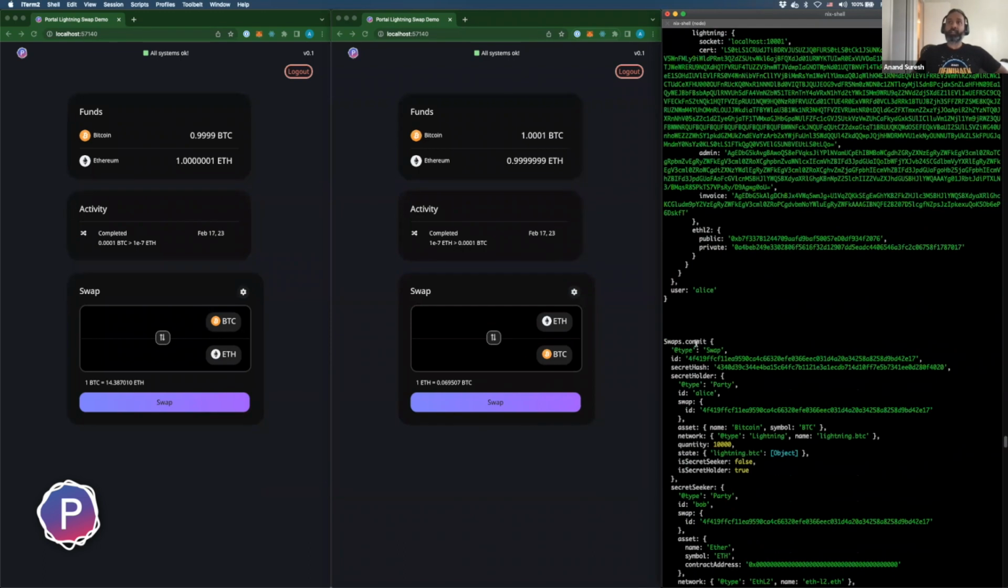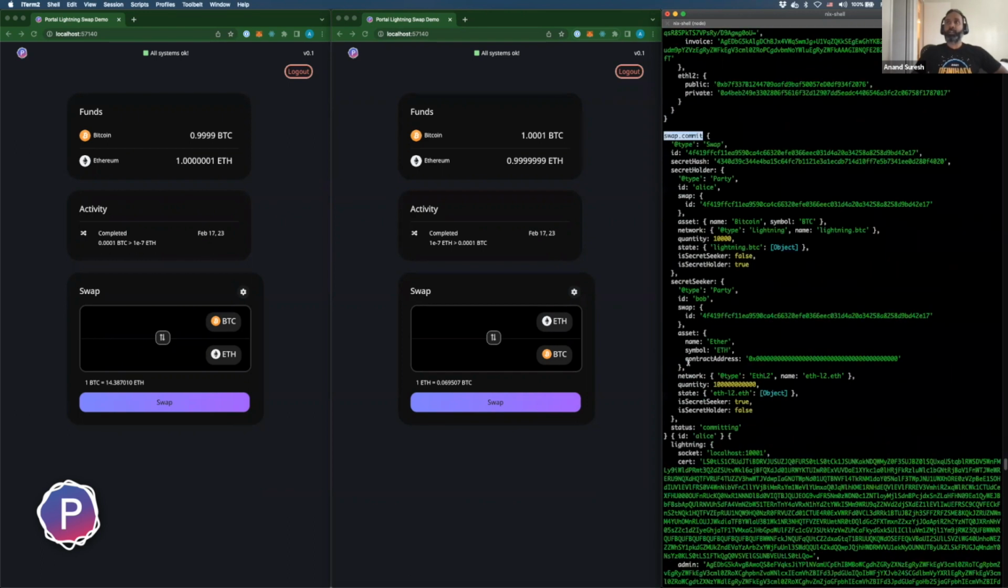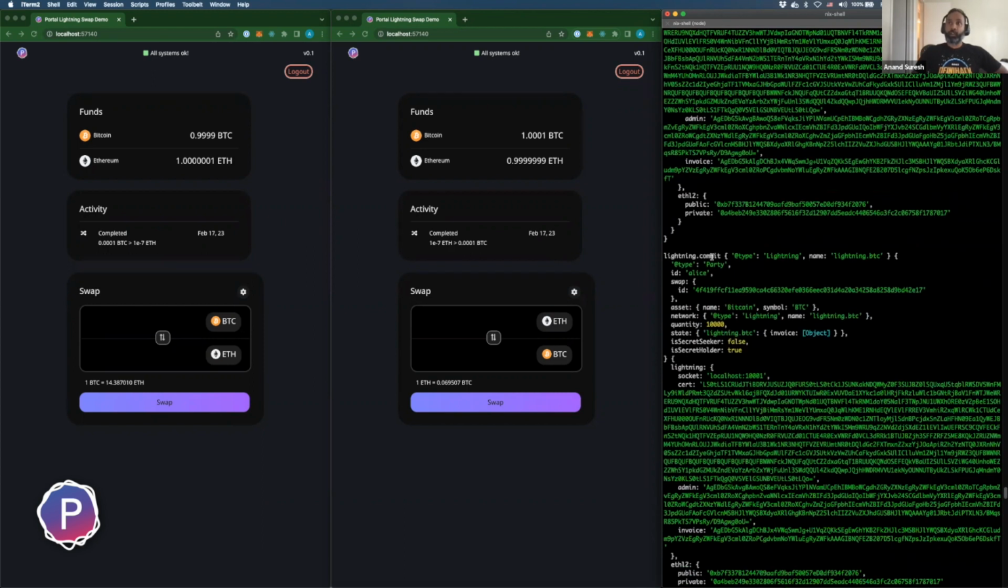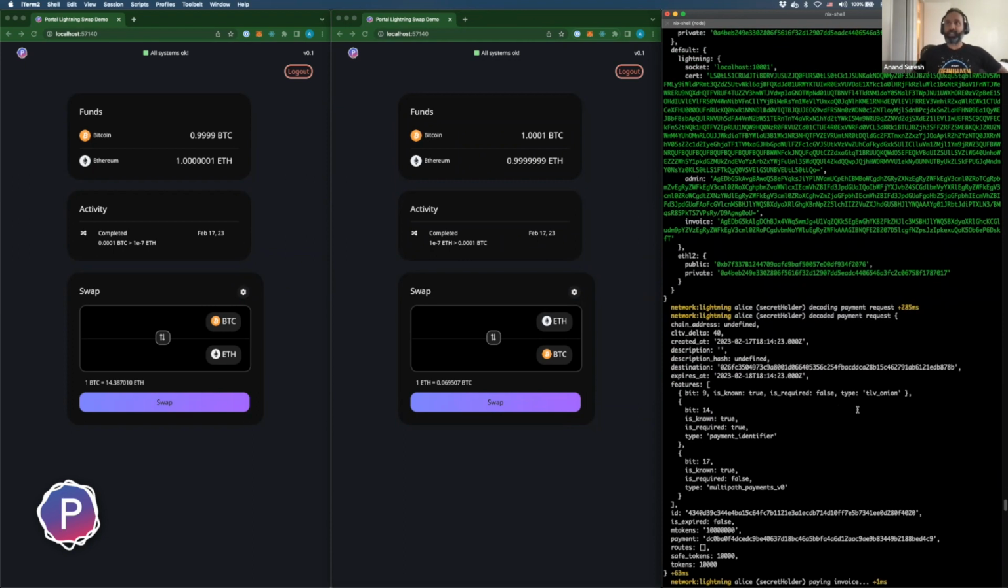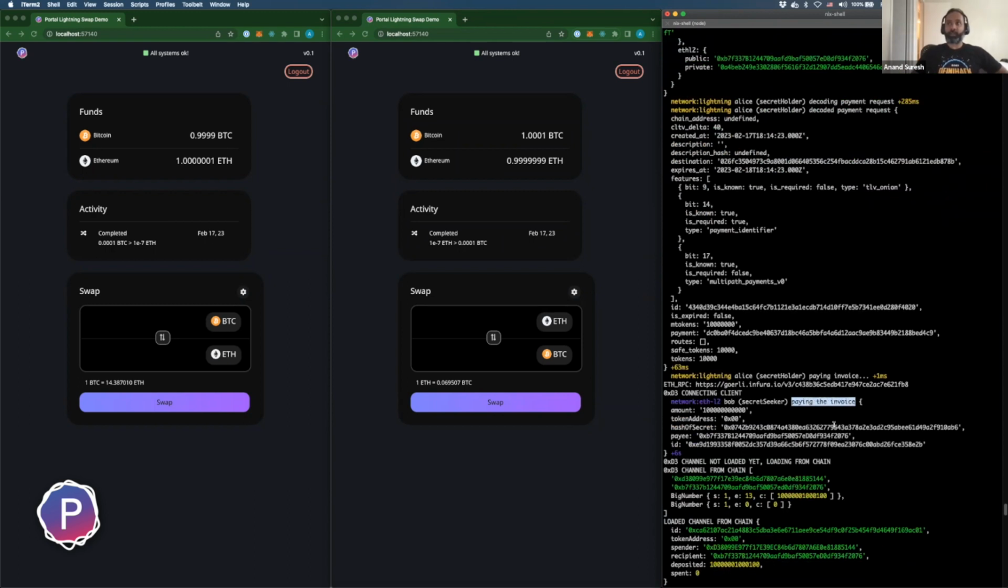Again, Alice commits her swap, which goes through swaps commit, swap commit, party commit. Firstly, she commits on the Lightning side, where Alice decodes the payment request, the invoice that Bob had sent, verifies the amount and everything, and then pays the invoice. And at the same time, she starts paying the invoice on the Lightning side.